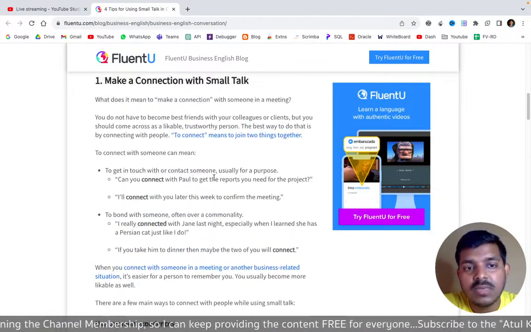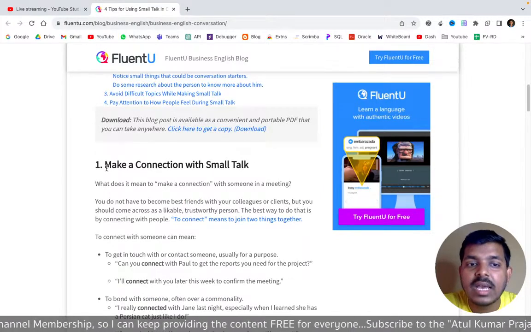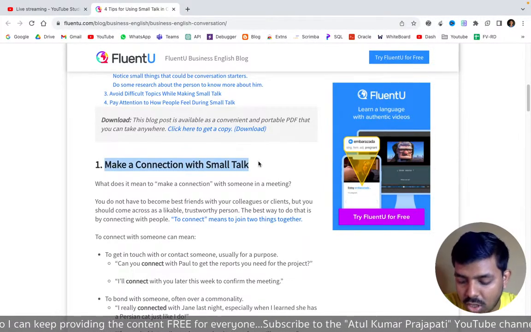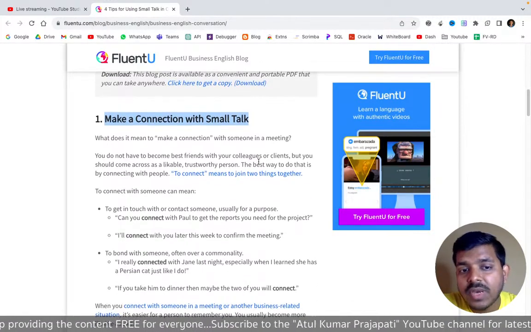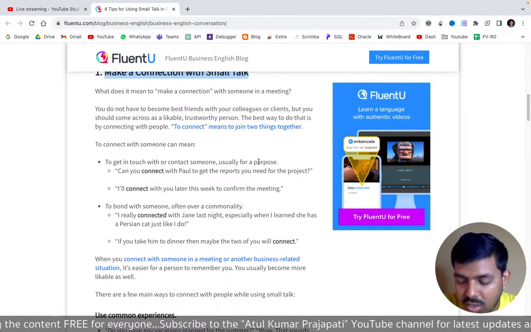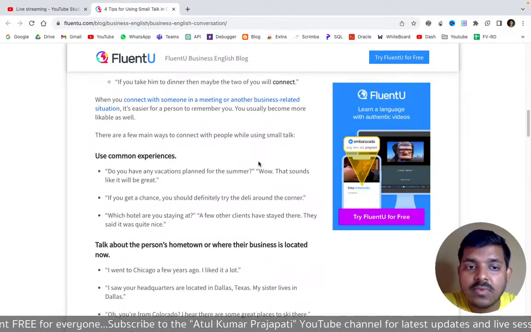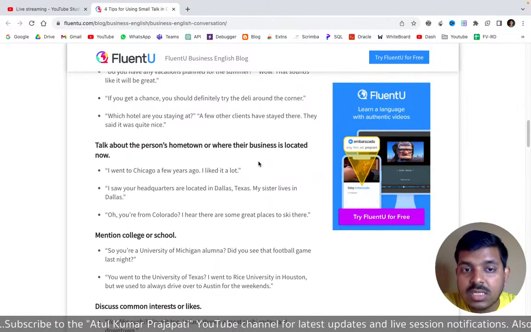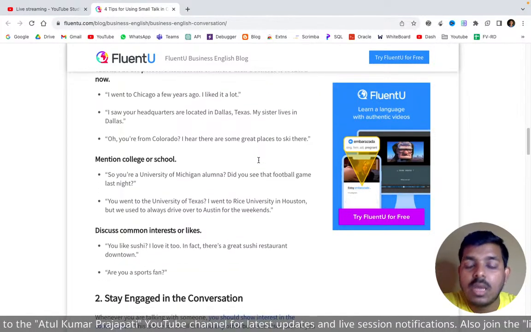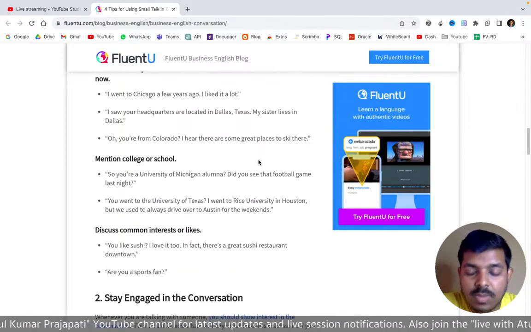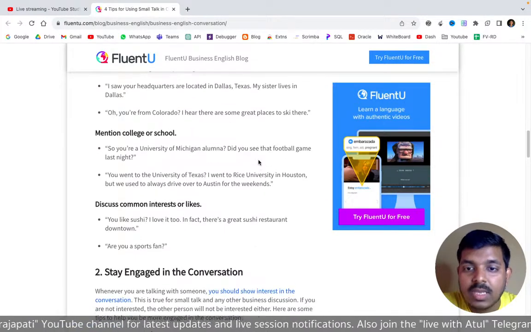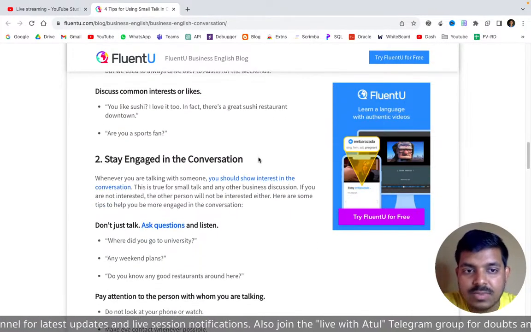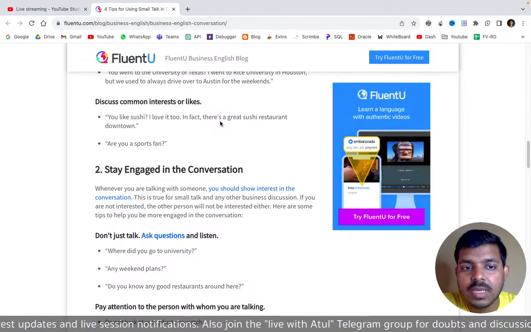So this was nothing but the first point. Here you are making a connection with this small talk. Now if you have started the small talk and there is some sort of a connection, you have connected on common grounds. Maybe it was because of some common experiences, maybe you shared a common hometown, maybe you had something about college or school that makes you both connect, maybe you have common interests or common likes. So these were the four topics.